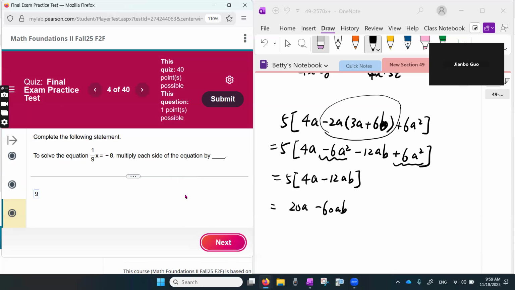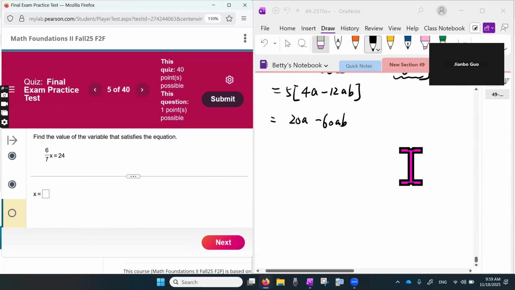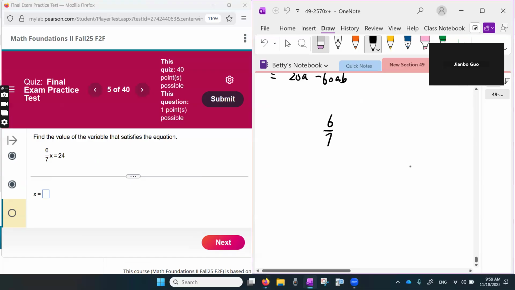Make sure you understand the question correctly. This one is to solve. And actually, we can use the rule mentioned in the previous problem to solve this equation. The coefficient of x is 6 over 7. If we multiply each side of the equation by the reciprocal of the coefficient, the reciprocal of 6 over 7 is 7 over 6.